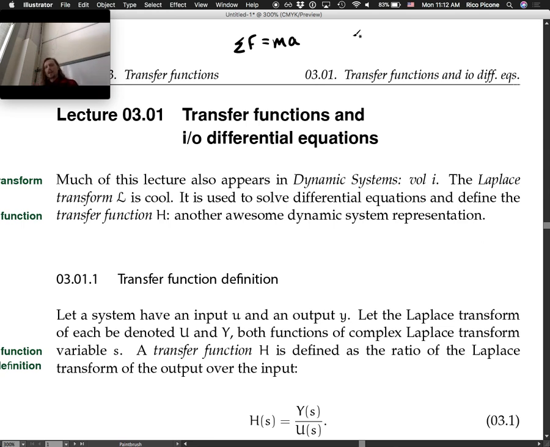So we're going to learn the definition of the transfer function again, and then we're going to use it. We're actually not going to use it, but learn how to derive it from an input-output differential equation, which is our most common representation of a dynamic system.